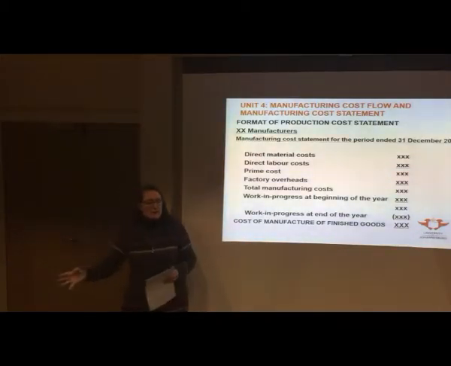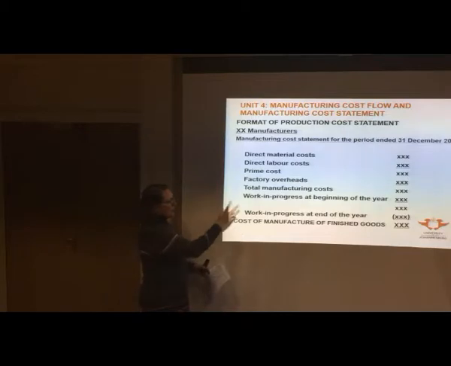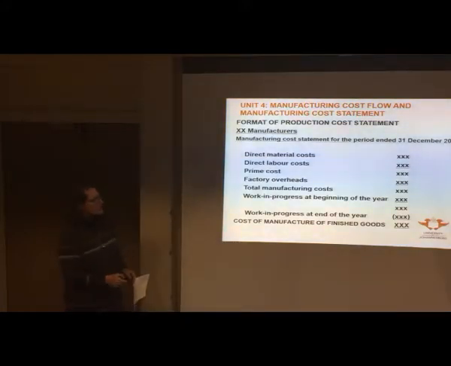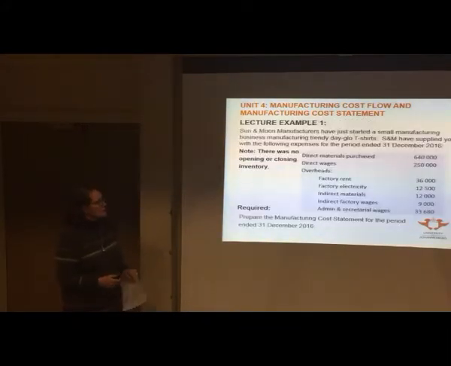So the minute we take them into production, they become part of work in progress, and we want to work out what our cost of manufacture is using our opening balance of work in progress plus whatever we have used to make our work in progress minus our closing balance of work in progress. Gives us our cost of manufacture of finished goods. So that's the point behind this production statement, manufacturing cost statement.